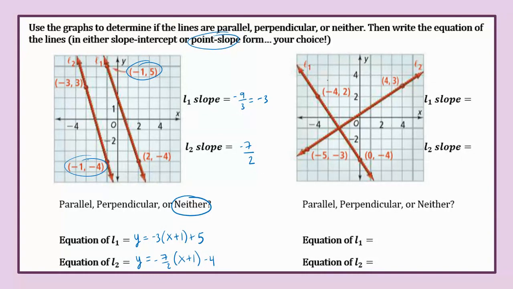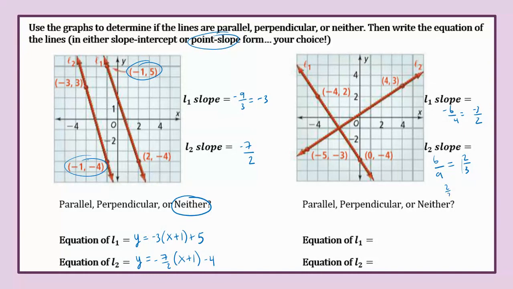Let's find the slope of line 1. It goes down 1, 2, 3, 4, 5, 6, and over 1, 2, 3, 4. That's -3/2. And then the slope of line 2, I go up 1, 2, 3, 4, 5, 6, +6, and over 1, 2, 3, 4, 5, 6, 7, 8, 9. So that's 2/3. Negative 3/2 and 2/3. Well, it's flipped and it's negated, right?